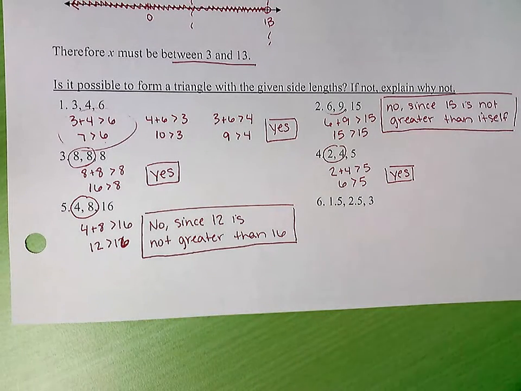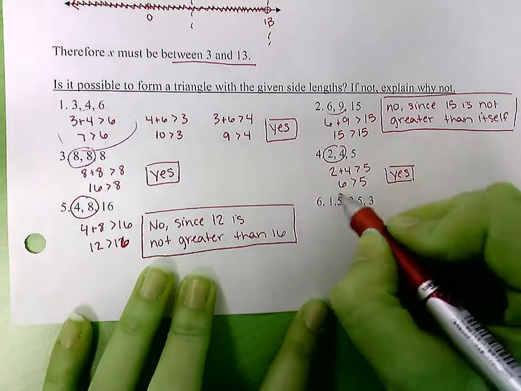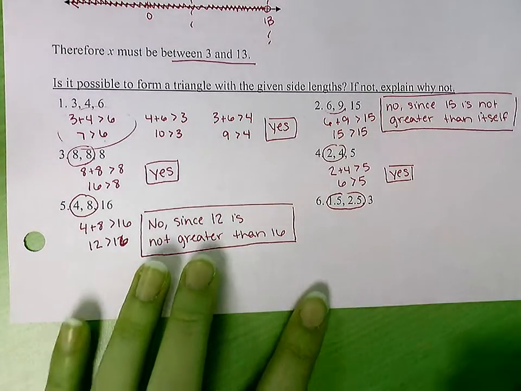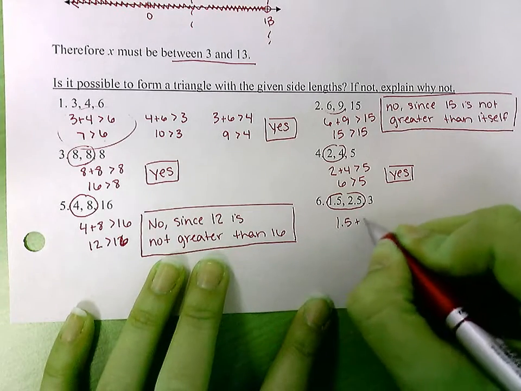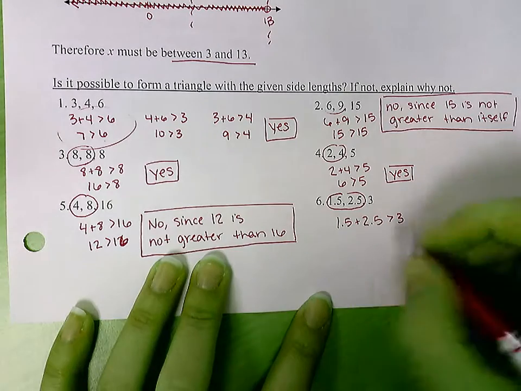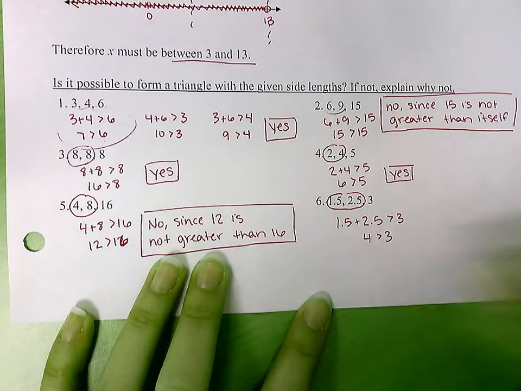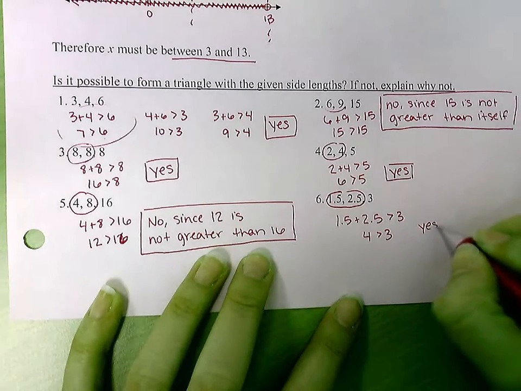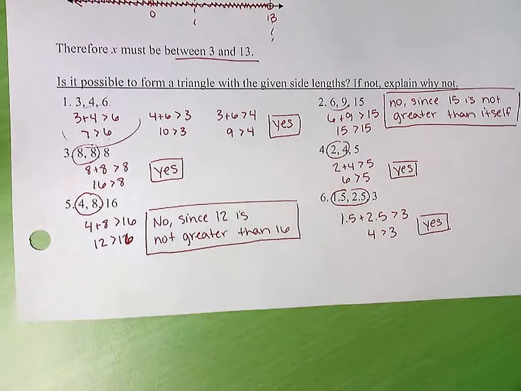Okay, then number 6, my 2 small sides are 1.5 and 2.5. So I'm going to add those, and they have to be greater than 3. And I do get 4, greater than 3. That is true. So yes, these do make a triangle.